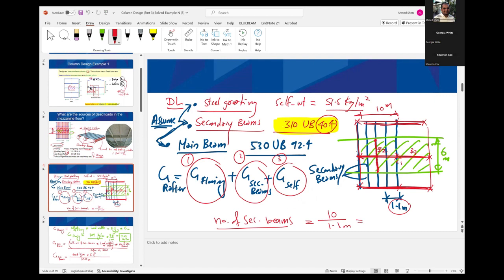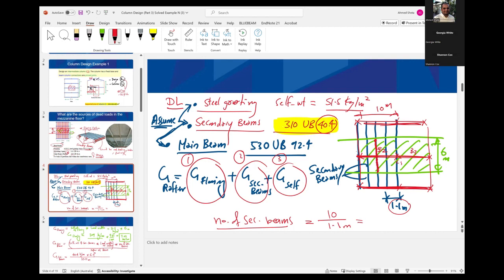I assumed my spacing is 1.5. Is that okay, or should I change it to 1.1? No, you can assume it as 1.5. It doesn't matter. It will not change much, but just to follow what we have done here. The secondary beam spacing can be from 1 to 2 meters or 2.5 meters. So it's up to you.